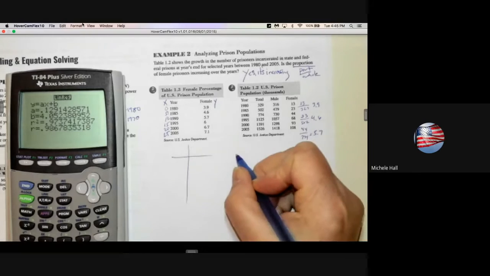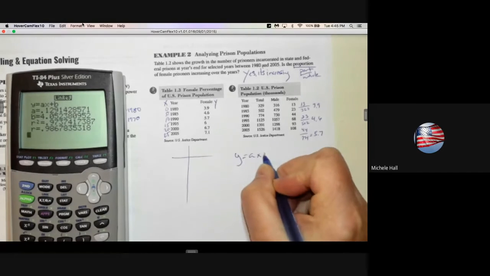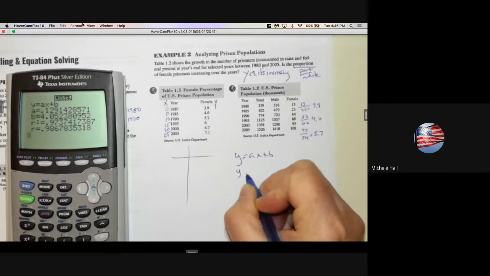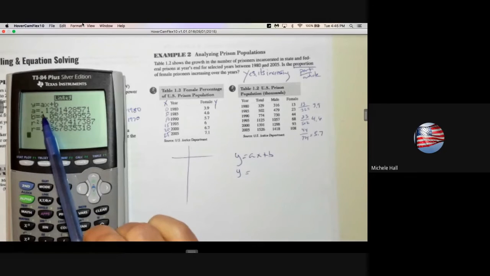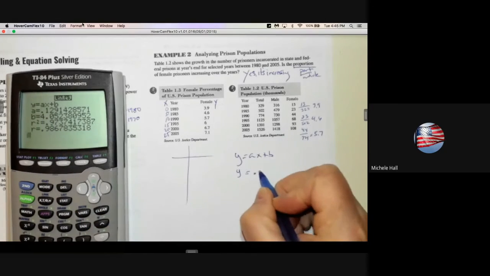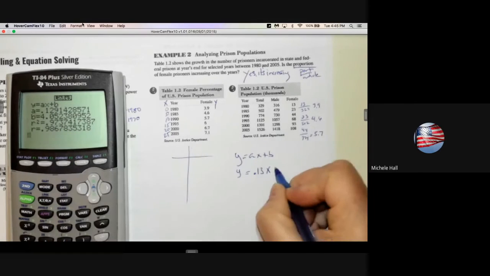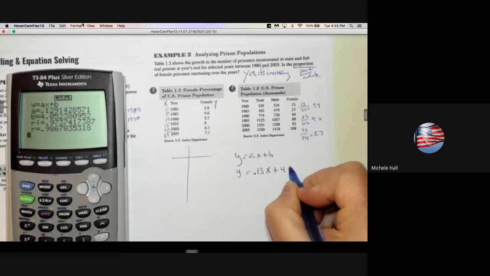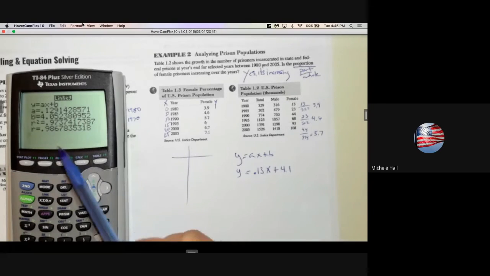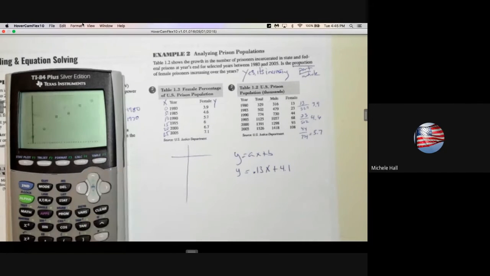And I'm going to write my data down. I have y equals ax plus b for a linear function. Y equals, my a is, I'm going to say 0.13, so 0.13x plus 4.1, it's a positive 4.1, and r is close to 1, so that's a strong positive correlation. All right, let's go to graph. Yep. That fits pretty good.